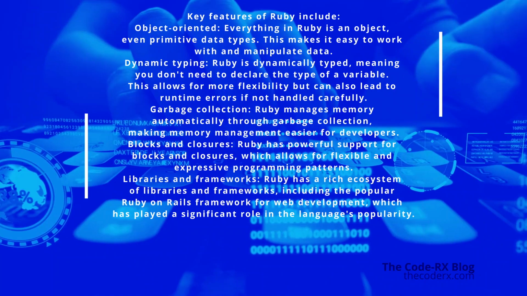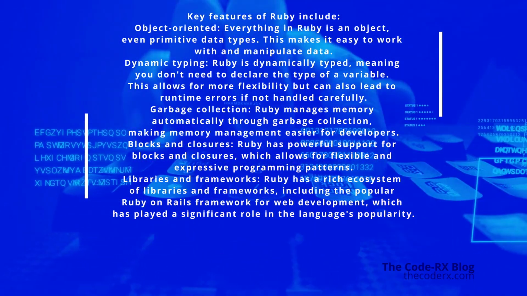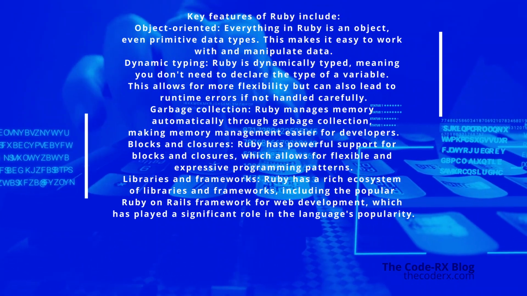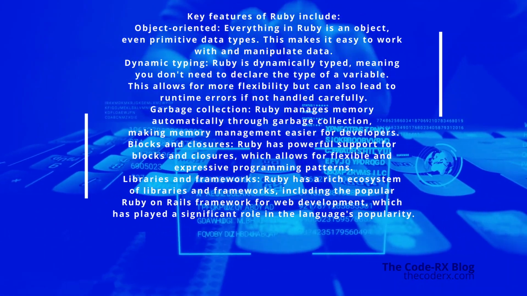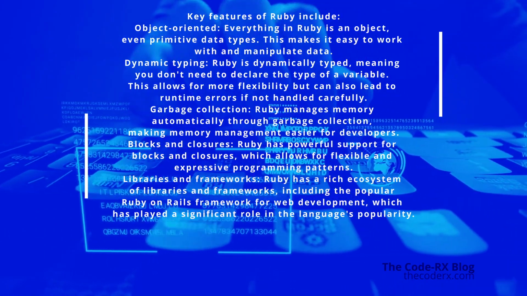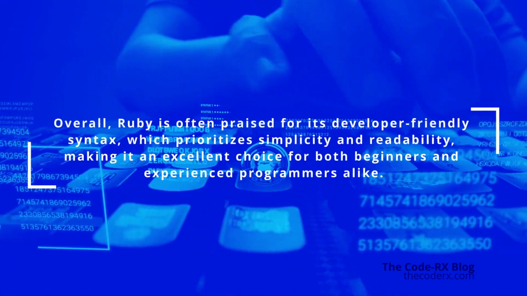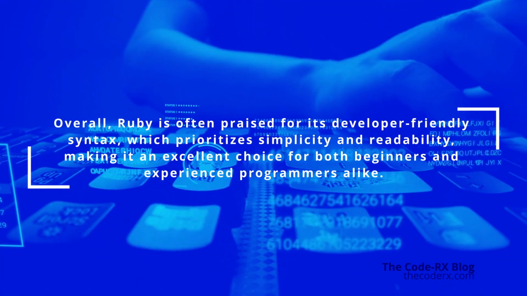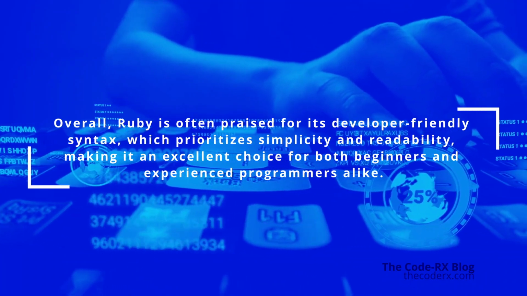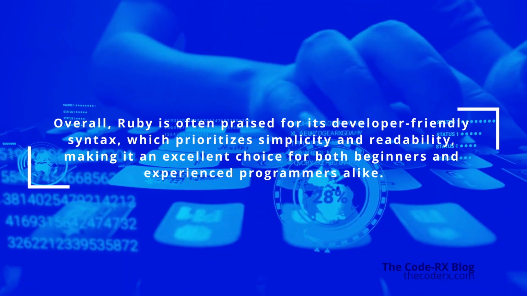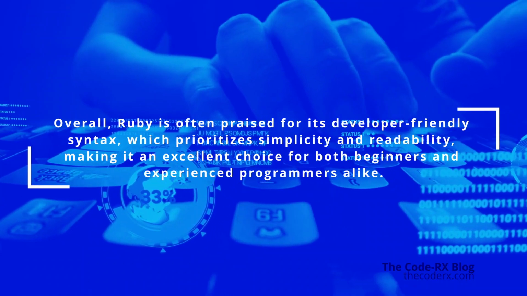Another key feature for Ruby would be the libraries and frameworks. Ruby has a rich ecosystem of libraries and frameworks, including Ruby on Rails, which we're going to talk about in this video, for web development, which has played a significant role in the language's popularity. Overall, Ruby is often praised for its developer-friendly syntax, which prioritizes simplicity and readability, making it an excellent choice for both beginners and experienced programmers alike.